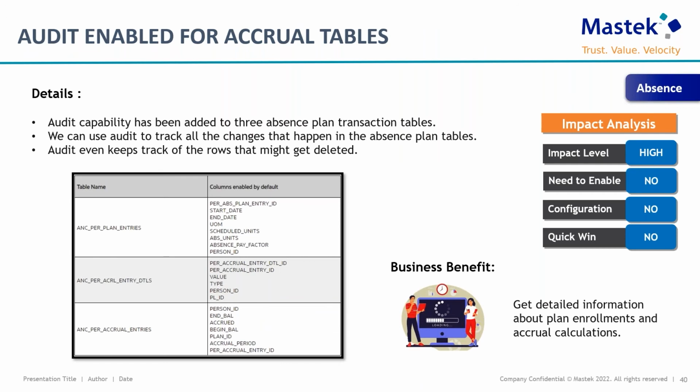Audit enable for accrual table. So these are the three tables which you can see here: ANC plan per plan entries, ANC per accrual entry details, and ANC per accrual entry. These are the three tables on which audit is now enabled. So even if somebody deletes any entries from here, we will be able to generate an audit report showing which entry has been deleted, by whom, and all those details. Okay, so now we will be able to get detailed information about the plan enrollment and accrual calculations.